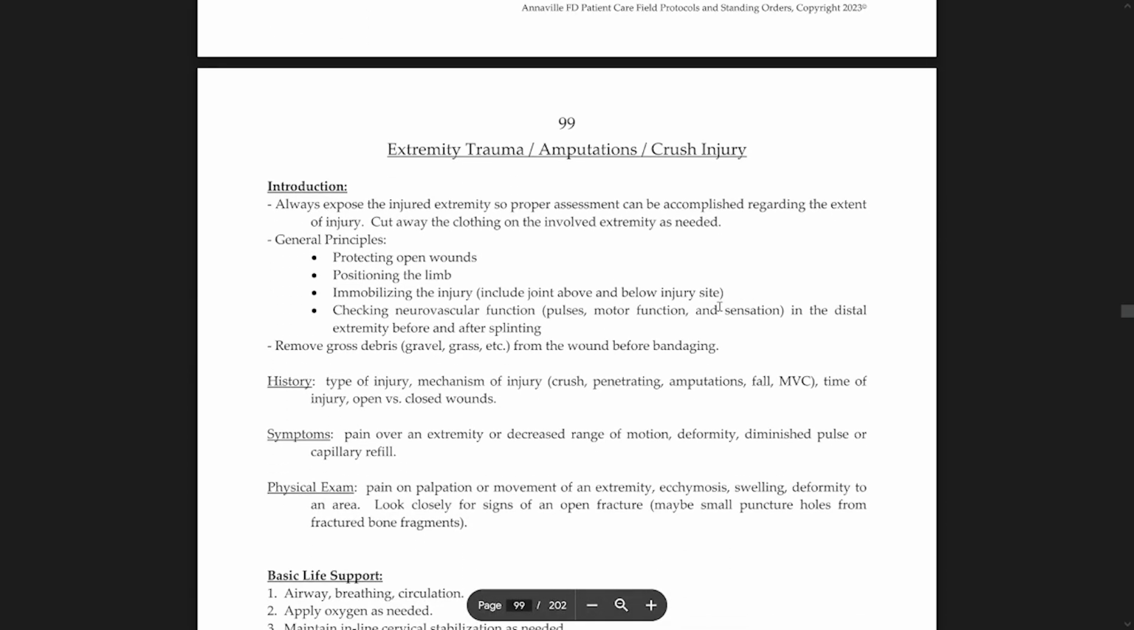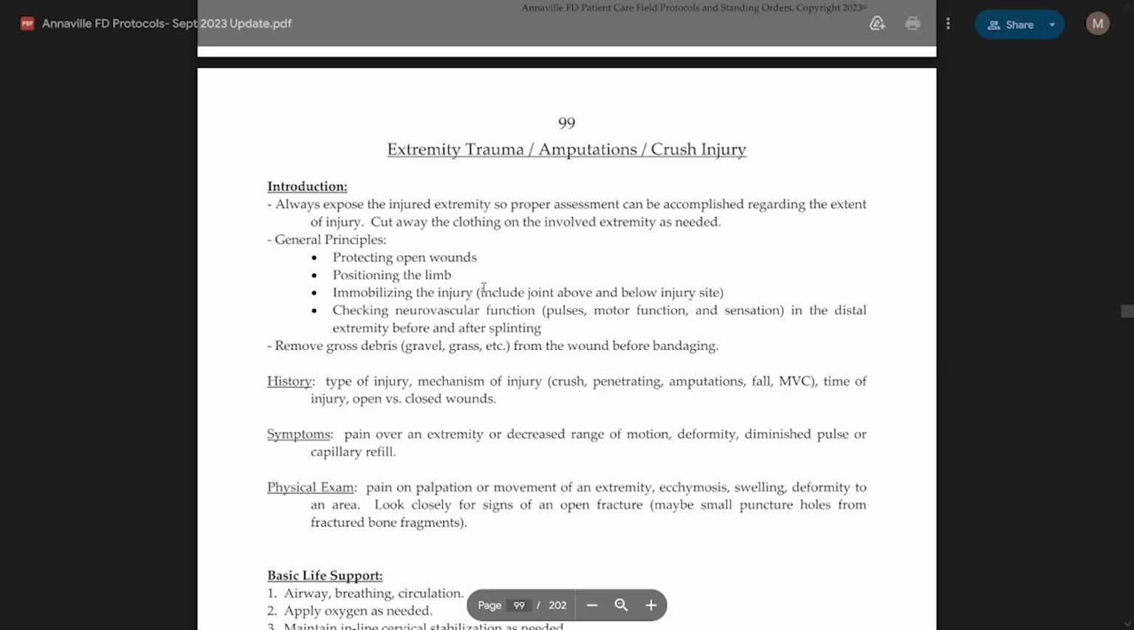Now, for extremity trauma, amputations, or crush injuries. To introduce this topic, always expose the injured extremity so proper assessment can be accomplished regardless of the extent of the injury. Cut away clothing on the involved extremity as needed.